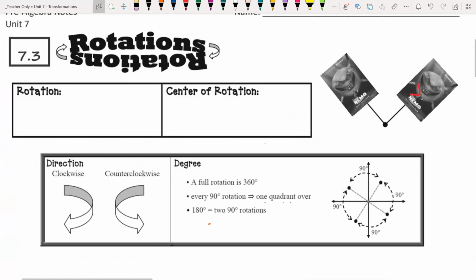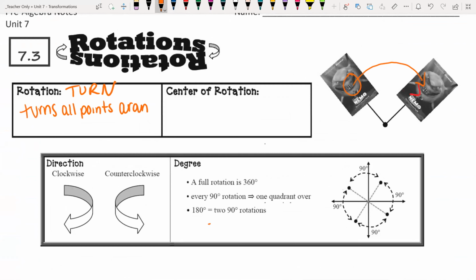So this next set of notes is all about rotation. Rotation is really a turn, right? So we're taking this image here and we're turning it this way, okay? So it turns all points around the center of rotation.